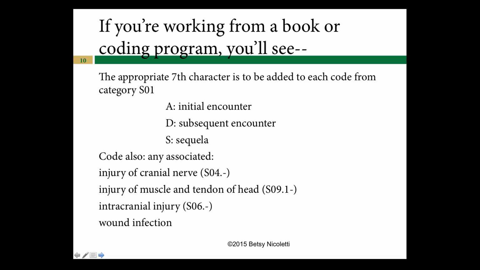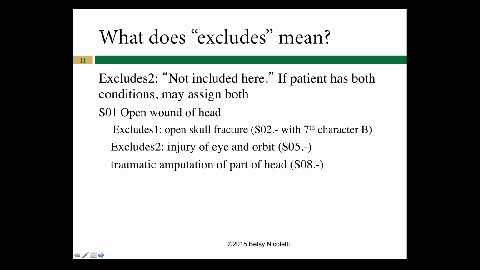And we're going to come back to those 3, but where you find them is at the start of the category code. And then you would see some other notations. It would say code also any associated injury of the cranial nerve, injury of the muscle and tendon, intracranial injury, or wound infection. So it just tells you, here's your code, assuming that's the code you want, and code in addition to that any associated conditions.